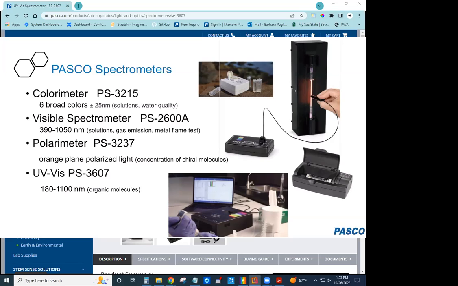The visible spectrometer is very similar to what you saw in terms of the interface, but obviously it's got a narrower range of spectra that it can use, in the visible, 400 to, I think it's 1,000, but it's in the visible range and a little bit in the infrared. It does not go down into the UV. The polarimeter is great for chiral molecules or organic molecules, and it will determine the concentration of molecules that have a handedness. A lot of biological molecules or sugar or food molecules can have a handedness to them, and you can use it to determine the concentration of those solutions. And of course, then the UV-Vis, which we've highlighted.